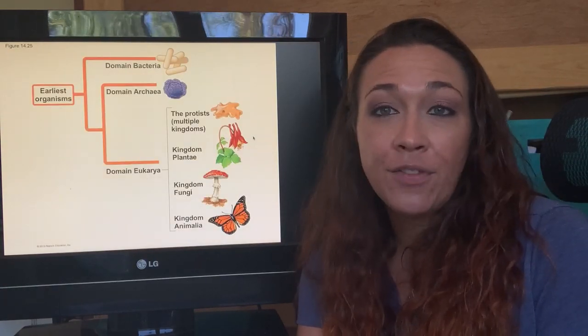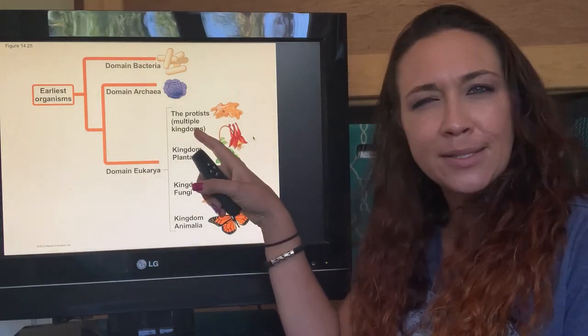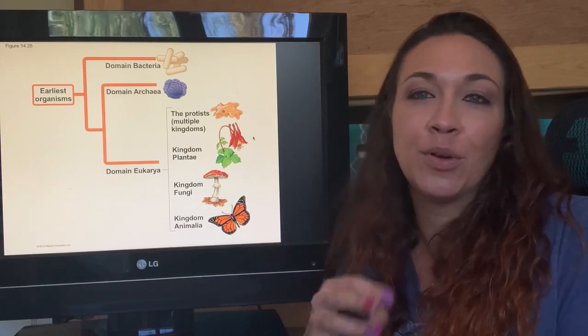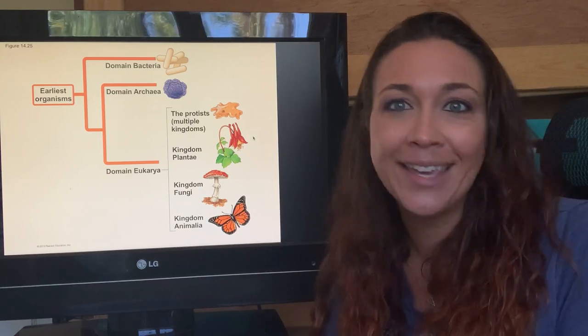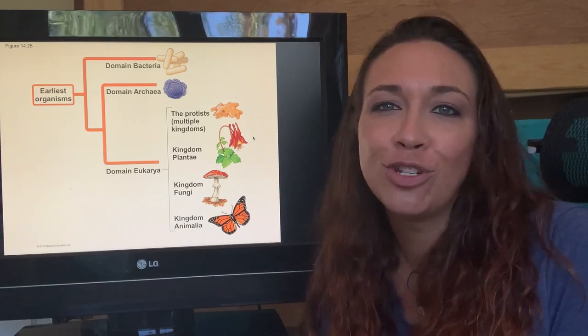So again, this is kind of like our hypothesis, just what we believe happened. Again, we have these protists, which are the center of this big category of protists. We don't actually know where to put them. So could this change if we actually discovered new things? Yes, 100%.